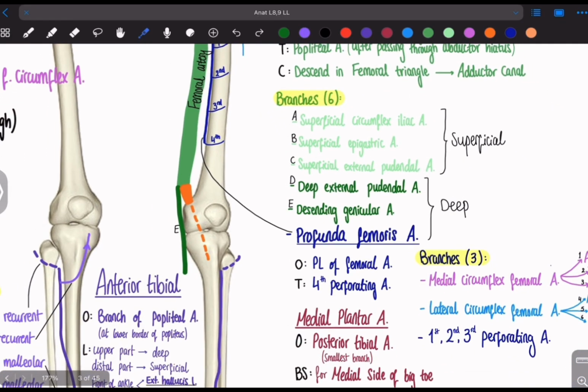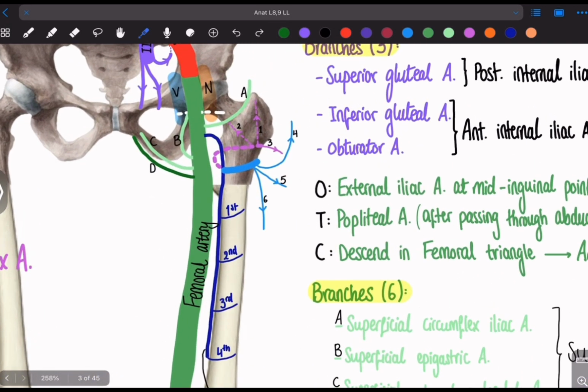So what about the other 2 branches? We said we have 3 branches, right? So we have the perforating arteries. This is the first branch. Then we have the medial circumflex femoral and the lateral circumflex femoral. Okay? Let's see them. Here we have what? The medial circumflex femoral is the one in pink. And it's going backwards. It's going medially, okay? So it's going medially here.